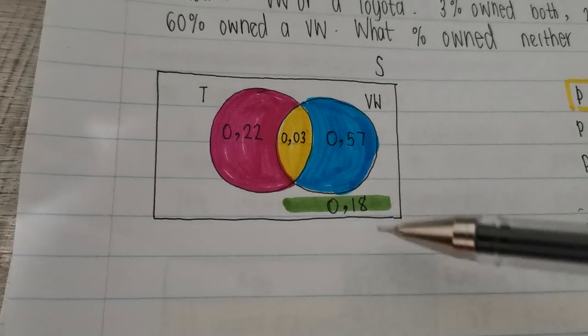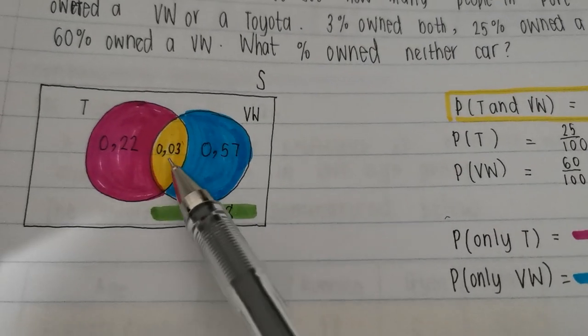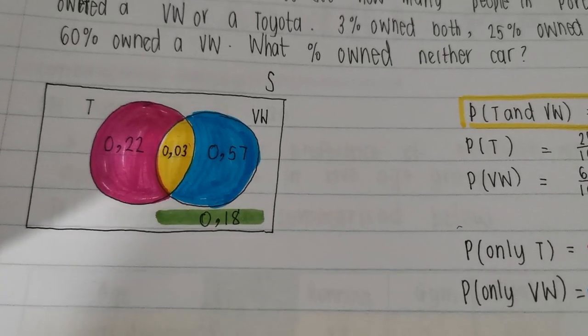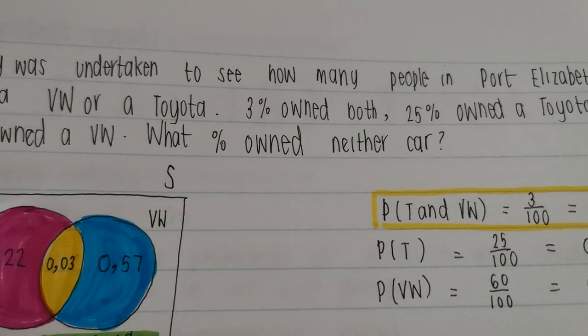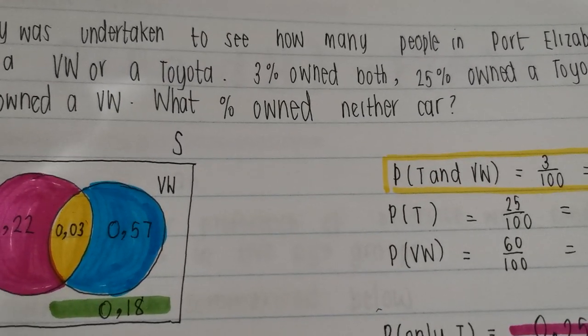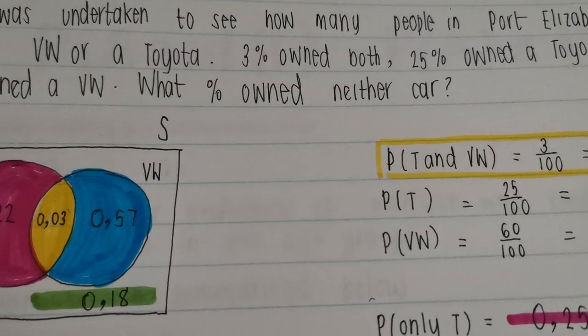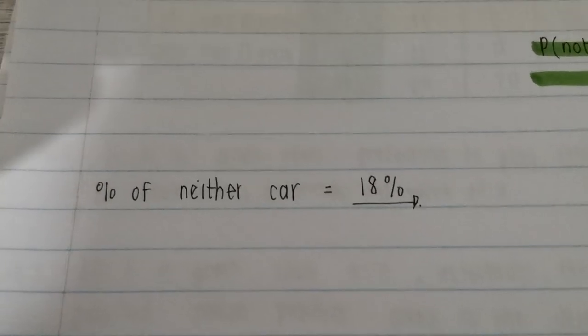I then just needed to calculate how many owned neither of them. And to do that, I said 1 minus the 0.22 minus the 0.03 minus the 0.57. Here's my calculation over here, and it gave me 0.18. Okay, and that's exactly what they wanted. They wanted what percentage owned neither car. I just needed to turn my decimal back to a percentage, so I multiplied by 100, and there's my percentage.